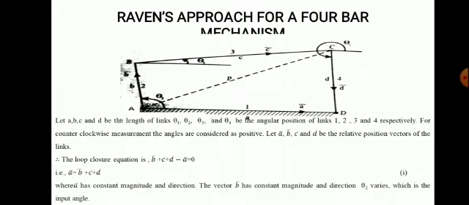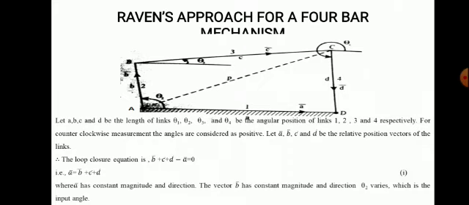Theta 2 varies, which is the input angle. A has a constant magnitude and direction because it is a fixed link. The vector B dash has a constant magnitude and direction, but theta 2 varies, which is the input angle.